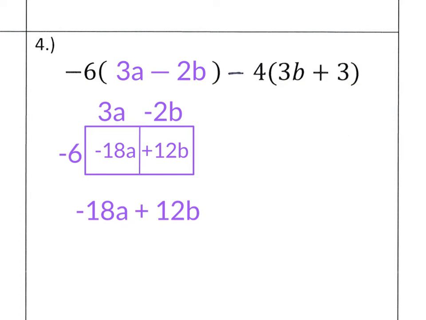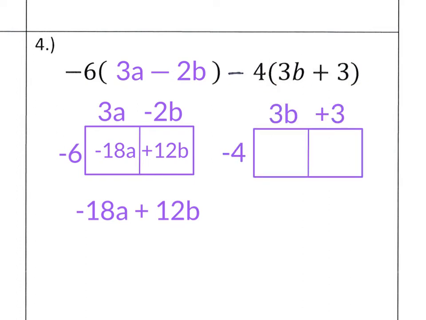Now the next one, I do see I have another area model I'm going to need because I have a negative 4 times the 3b plus 3. Okay, so I set up my area model. I have the negative 4 on the side, 3b plus 3 on the top. Negative 4 times 3 gives me a negative 12, and it's a negative 4 times 3b. So when I multiply the negative 4 times 3, I get negative 12, but then I also have a b variable. So negative 12b, and then on the side here I have negative 4 times a positive 3. Negative 4 times 3 gives me negative 12.